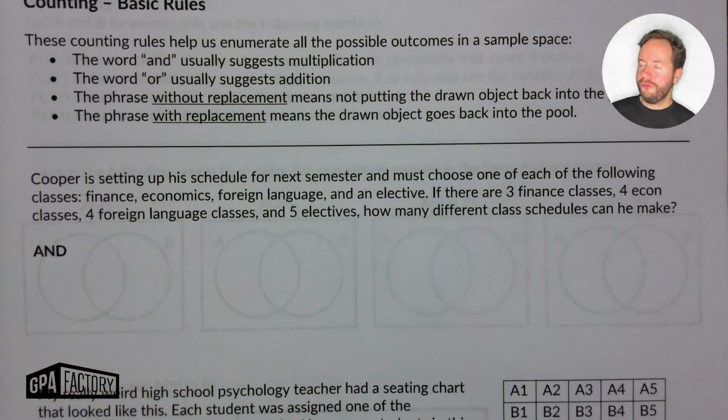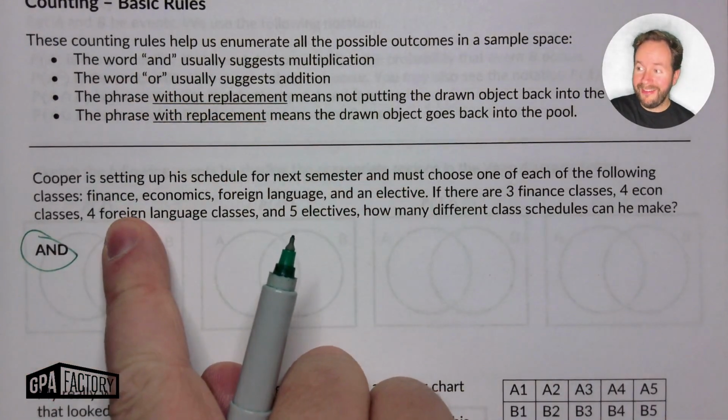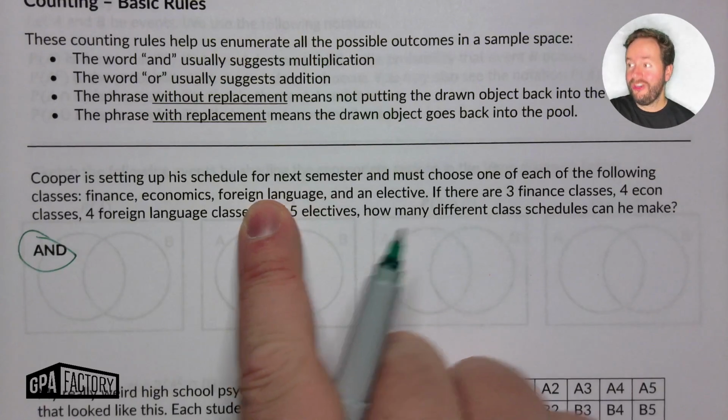Let's do an example. Cooper is setting up his schedule for next semester and must choose one of each of the following classes: finance, economics, foreign language, and an elective. If there are 3 finance classes, 4 econ classes, 4 foreign language classes, and 5 electives, how many class schedules can he make? This is an and situation because he has to choose a finance and an economics and a foreign language and an elective.